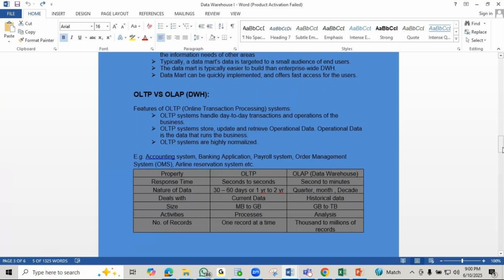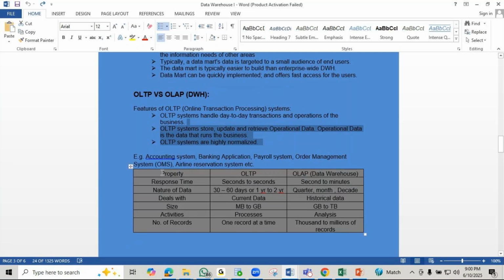Now the next topic is OLTP versus OLAP. So guys, what is OLTP and what is OLAP? OLTP handles day-to-day transactional data and operations of the business. OLTP stores, updates and retrieves operational data. Operational data is the type of data which is used to run the business, and OLTP systems are highly organized.